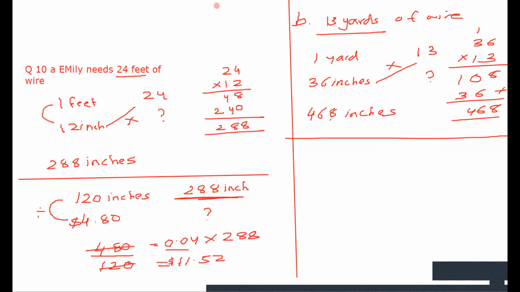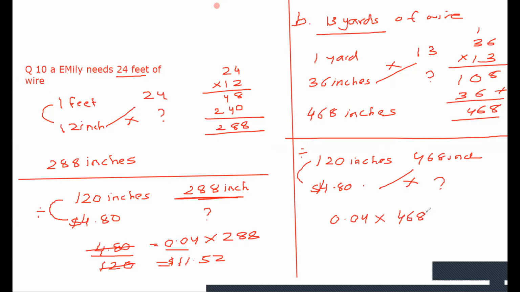Now I want to know the cost of 468 inches. Again, same thing. 120 inches, in the question, it is given in the table, is $4.80. So 468 inches is how much? Let me divide this. When I divide this, how much did you get? You got 0.04. And this, what will you do? You will multiply.